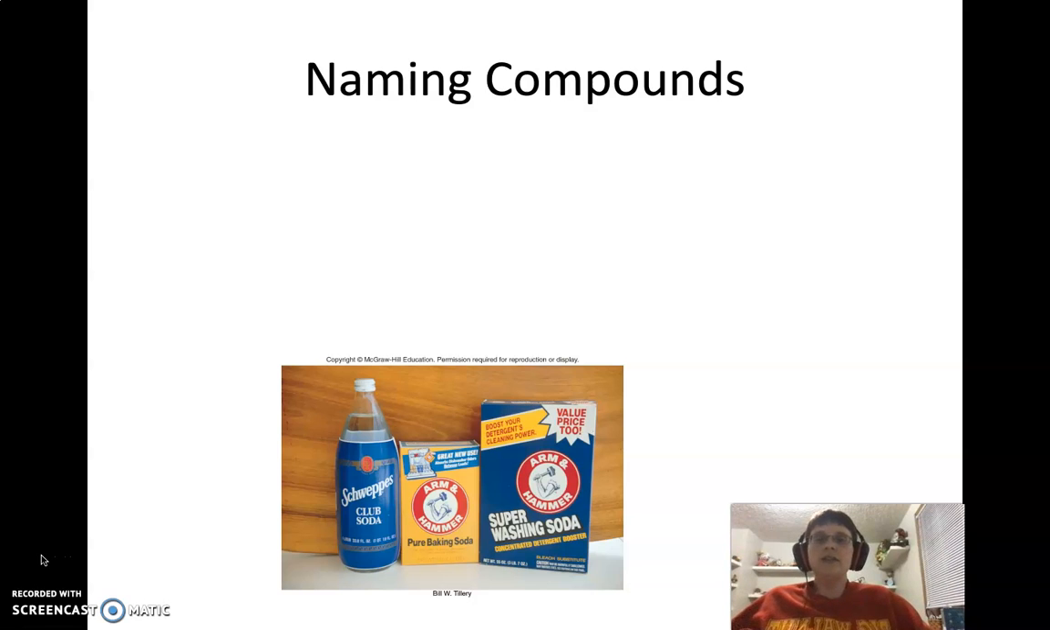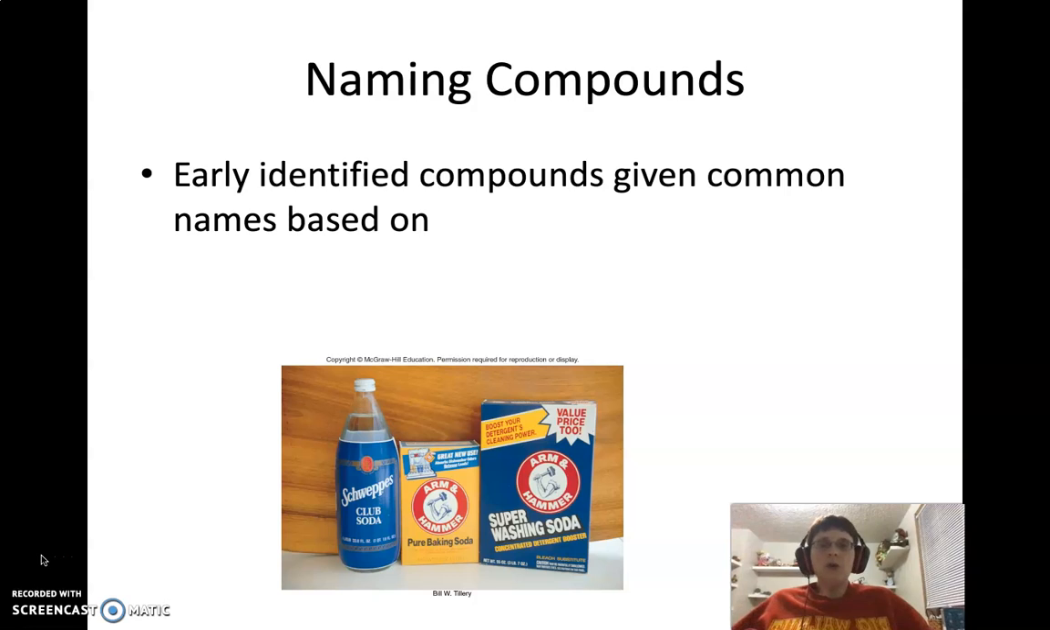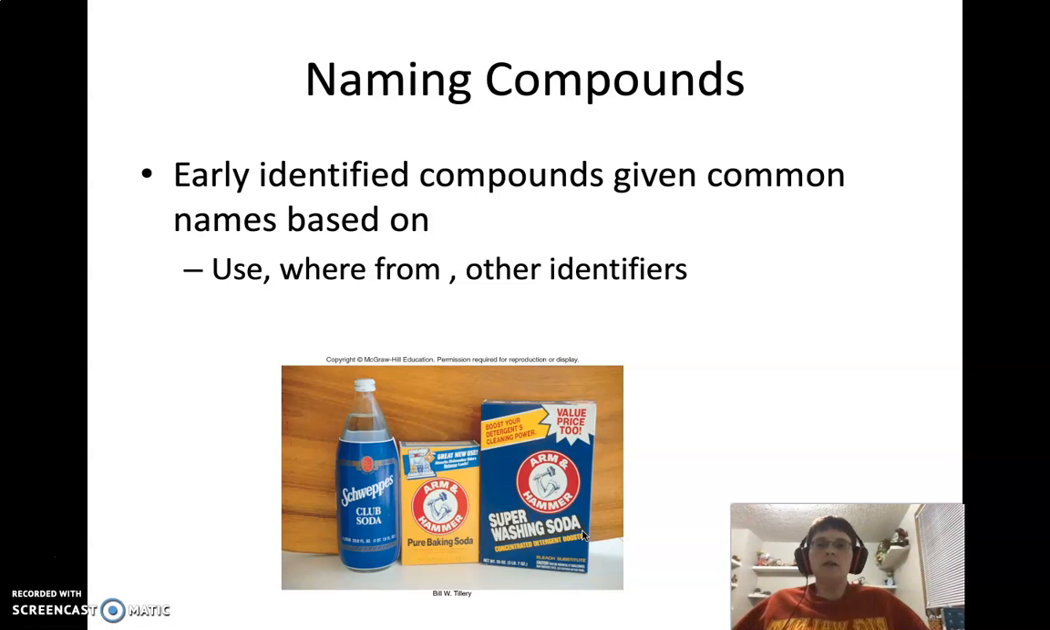Welcome to Lecture 6 from Chapter 9 on chemical bonds. This section is going to be about naming compounds. So the thing is that some chemicals, some compounds you actually know from their common names. So you can see some of them here, things like club soda, baking soda, washing soda. And these names are based on their use or where they came from or some other sort of identifier.